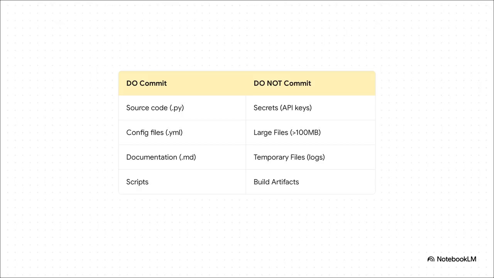But the stuff on the right is just as important. You never, ever commit secrets like API keys or passwords. And you don't commit huge files like raw datasets or trained models. That's just not what Git is for. It makes the whole project bloated and slow.